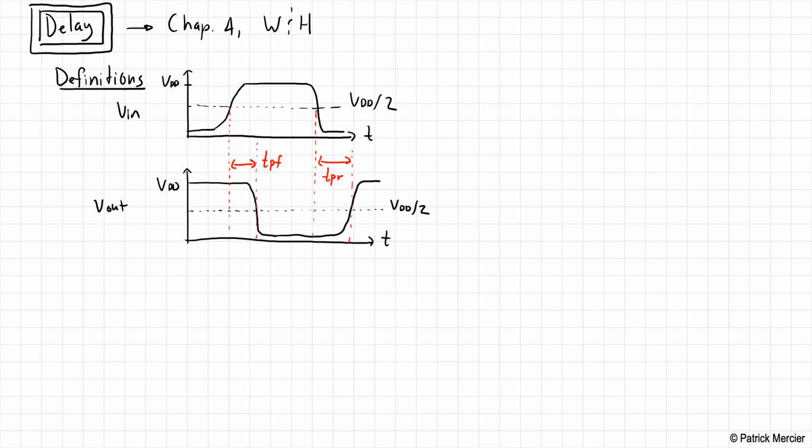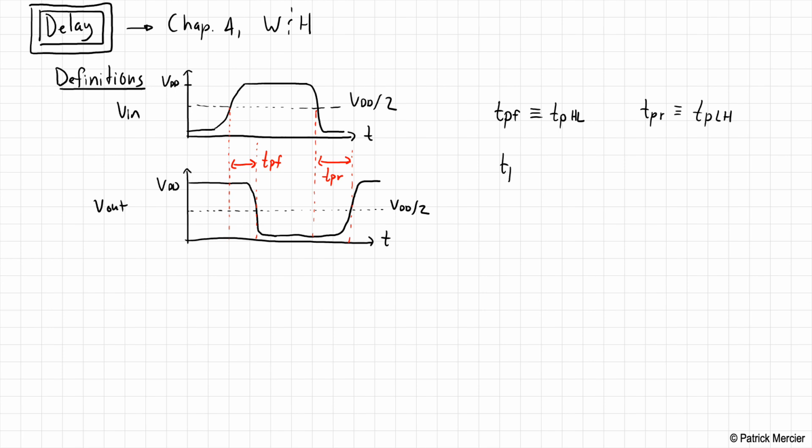How long does it take an edge to propagate through a gate? That becomes the very important metric that we really have to concern ourselves with. So we say that the propagation delay of the falling edge, some people will also call this the propagation delay going from high to low at the output. Similarly, the propagation delay of the rising edge, some people call this the propagation delay from low to high.